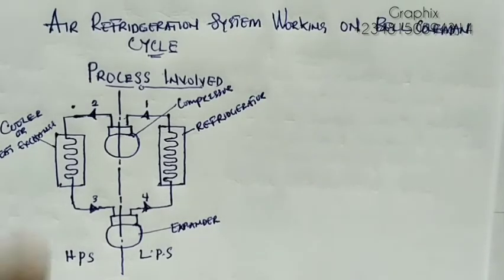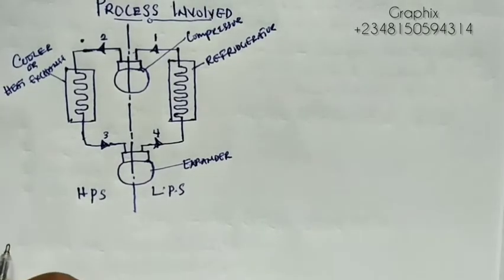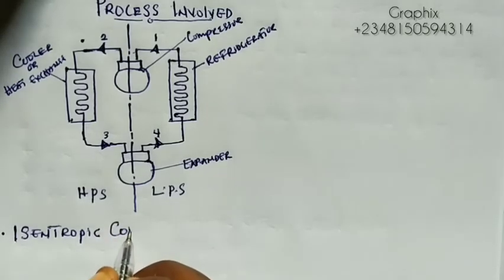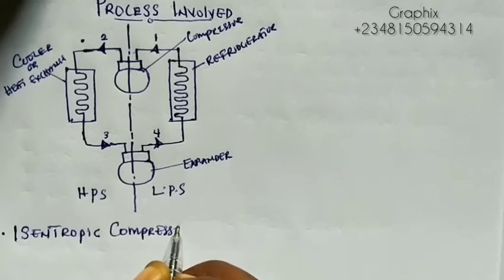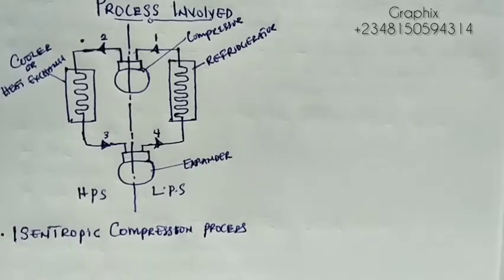The first process that we have is called the isentropic process, the isentropic compression process, which is also called the reversed adiabatic compression process. Now, process 1 occurs between state 1 and state 2. That is when the isentropic compression process takes place.